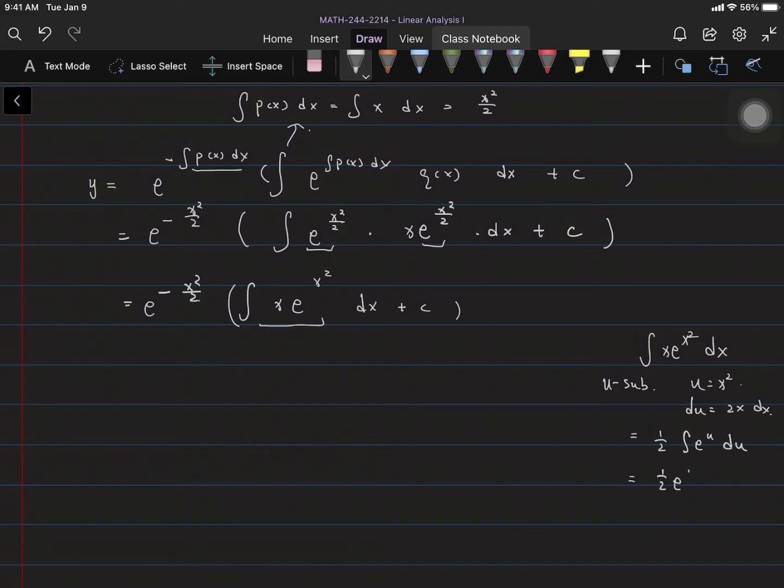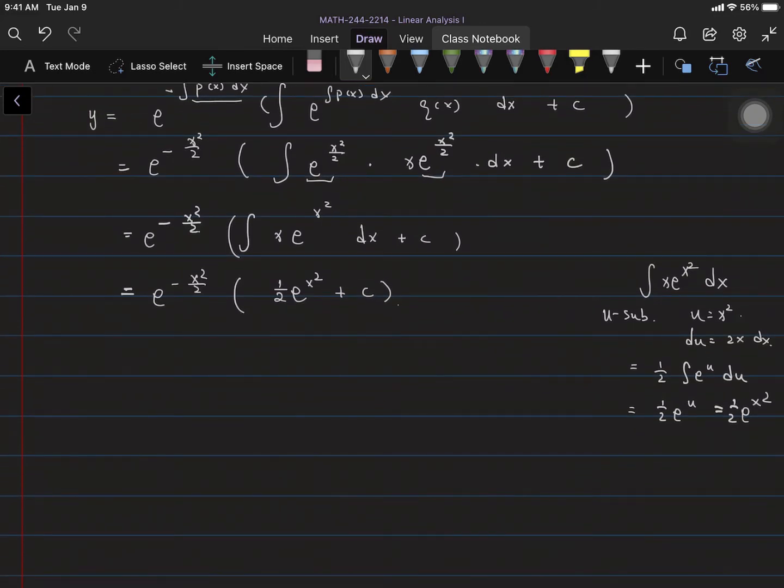which is 1/2 e to the u, which is 1/2 e to the x squared. So this integral equals e to the negative x squared over 2, and here is just 1/2 e to the x squared. That's when we do u sub for this integral, and the plus c. Okay, so this is the answer. You don't have to simplify now, but if you want to simplify, you can. You can leave the answer like this. We don't need to simplify.